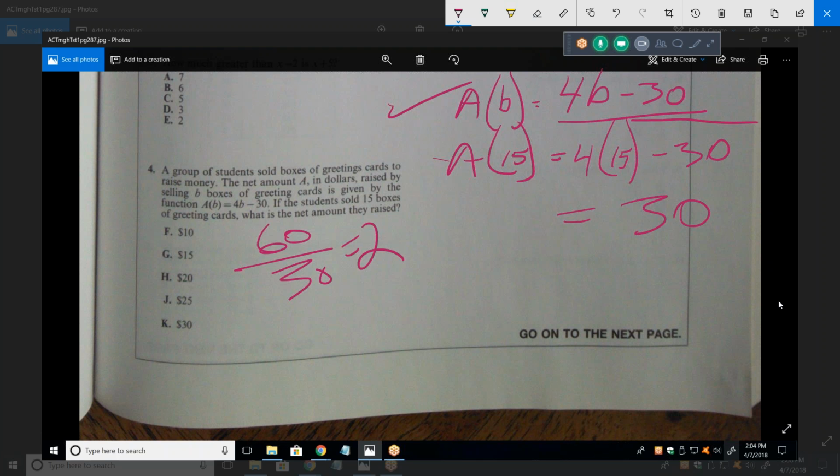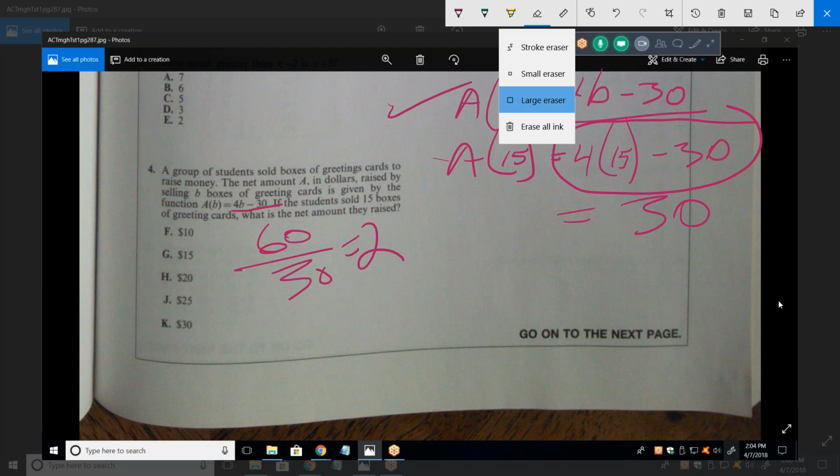But that's not what we have. We have 60 minus 30. It's 4b minus 30. Oh, did you not have to do the A times B part of it? Because I did that, so I had 15A. Let's talk about this because this is very important, okay?